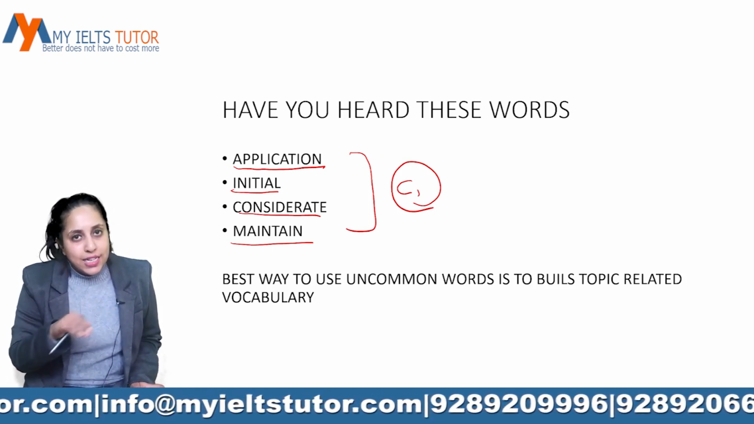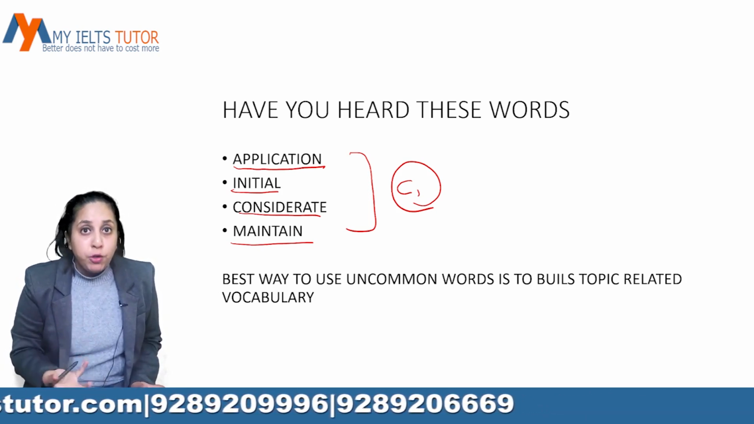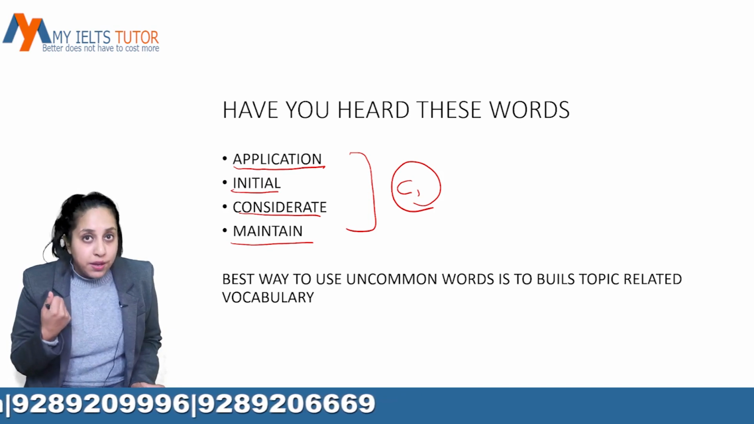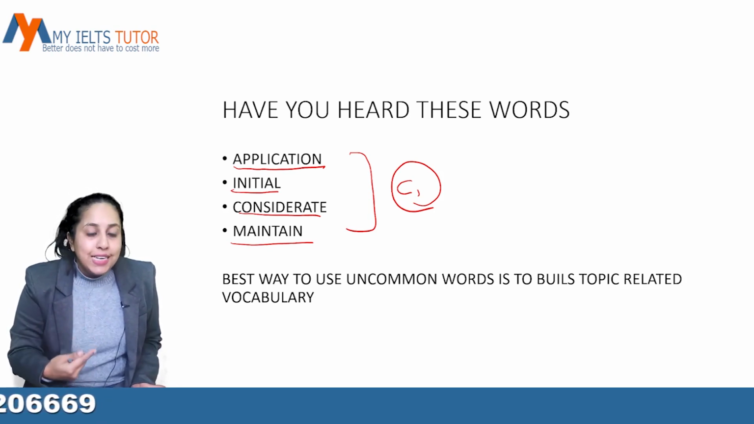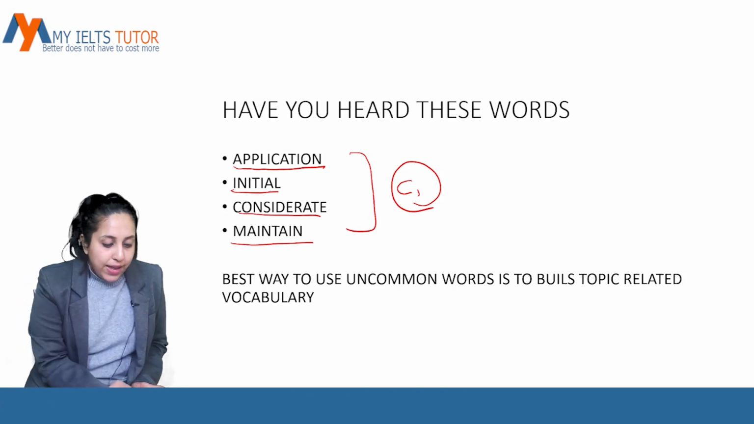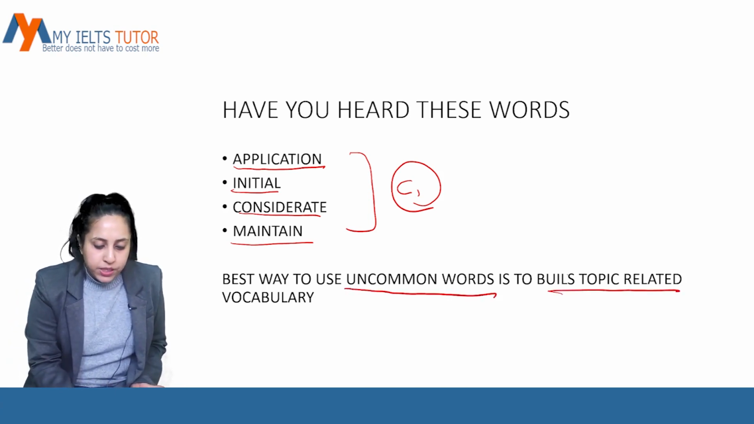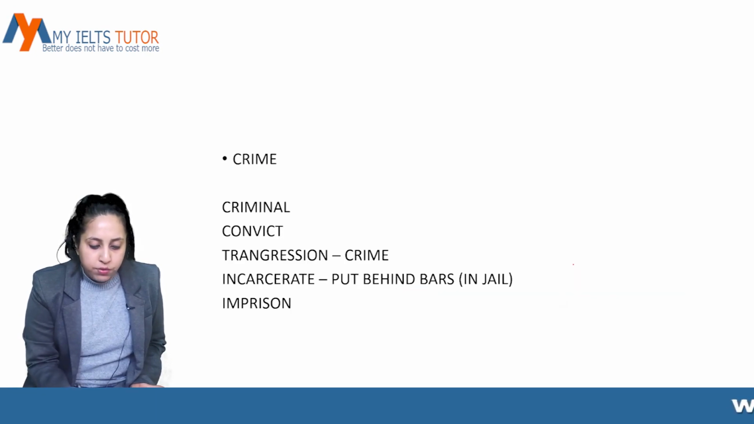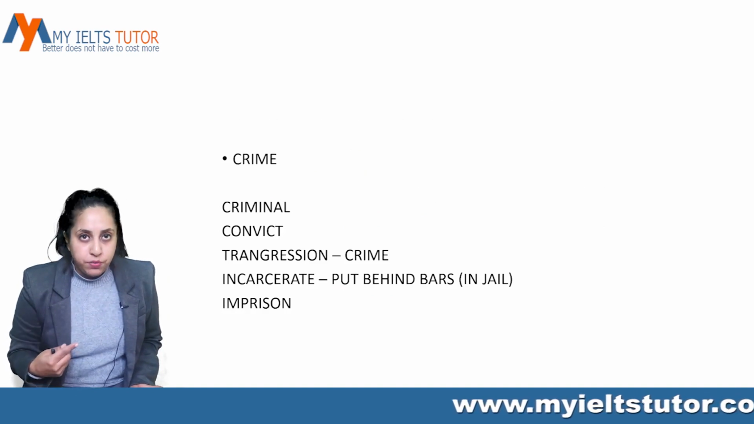तो बैंड्स कहाँ आ जाएंगे, 6 में। So you have to use words which you are aware of, you have to build your vocabulary base in a very proficient way, ताकि आप उन वर्ड्स के मीनिंग के साथ उनको यूज कर पाओ, right? And the best way to use uncommon words is to build topic related vocabulary, right? You have to build topic related vocabulary.